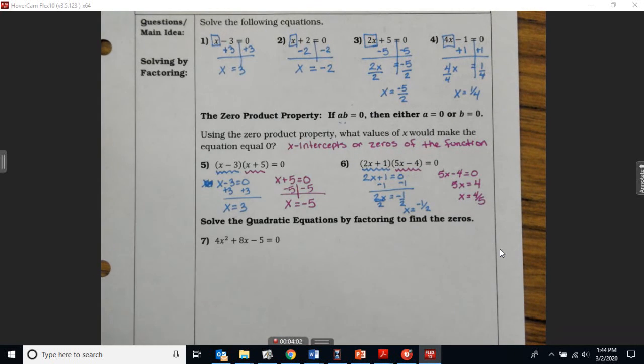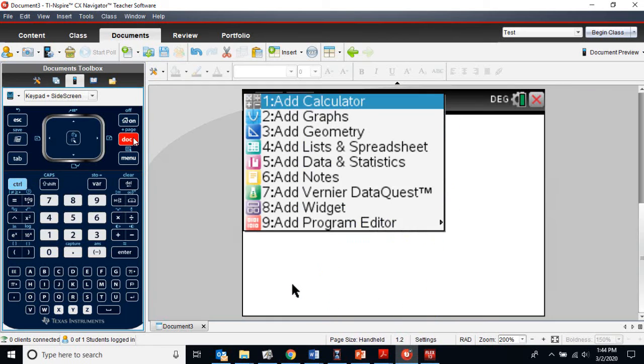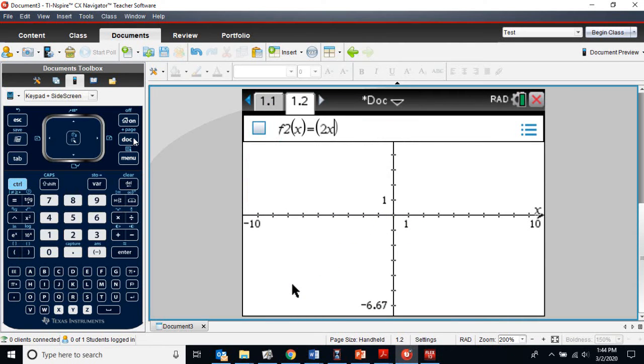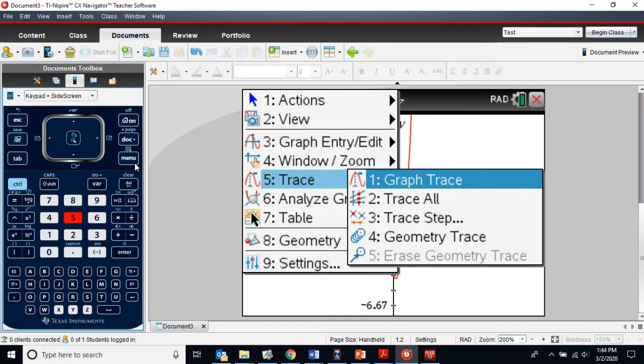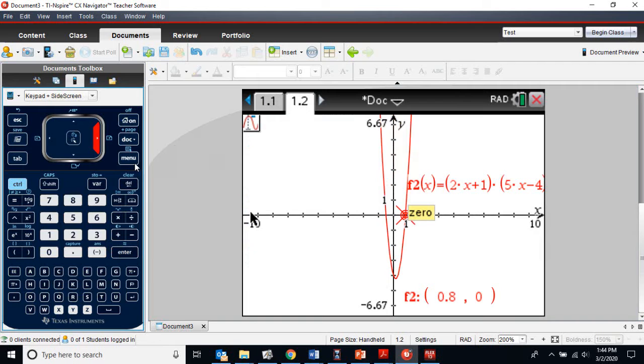And if I were to graph this one, I would see that it also crosses the x at negative 1/2 and 4/5. So let's go graph it. Control Doc, graph page. 2x plus 1 times 5x minus 4. And here it looks like it's about 4/5. It looks like it's negative 1/2. Just remember that you can press menu 5-1, and you can trace your graph to find your 0. So 0.8 is 4/5. And then negative 1/2 is negative 0.5. So there it goes, it matches up.